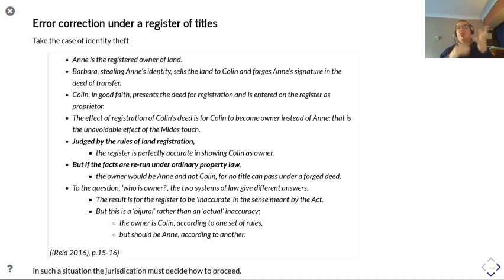So to the question, who is owner, the two systems of law give different answers. The result is for the register to be inaccurate in the sense meant by the Act, but this is a bijural rather than actual inaccuracy. The owner is Colin according to one set of rules, but should be Anne according to the other set of rules. And here it's for the jurisdiction to decide how to proceed in terms of which pieces of law are given prominence.